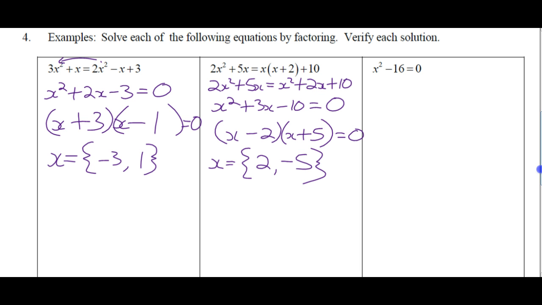You can actually graph that, right? Do a left side, right side. y1 equals 2x squared plus 5x, y2 equals x bracket x plus 2 plus 10. Just graph it exactly as you see it.